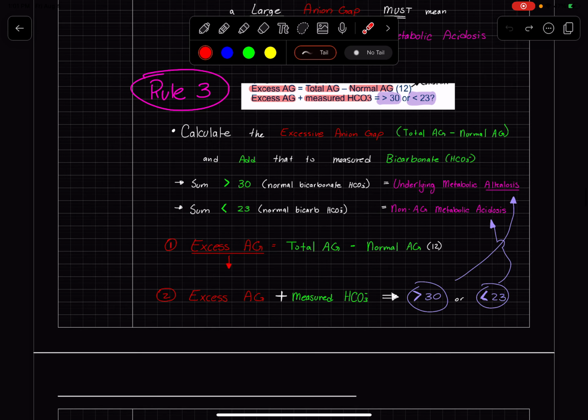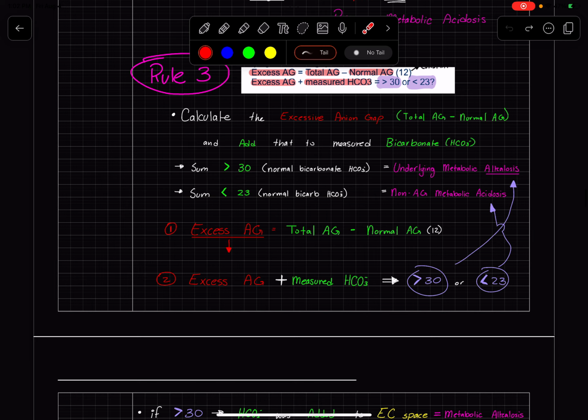Okay. Now, if you have less bicarb, so less than 23, less than the normal bicarb, is what he said. Well, you have less bicarb, less base. Less base means more acid. More acid is what happens when you have less base. So this is a non-anion gap, that's what AG stands for, non-anion gap metabolic acidosis. Okay. So these are the processes you're going to be getting at in Rule 3.